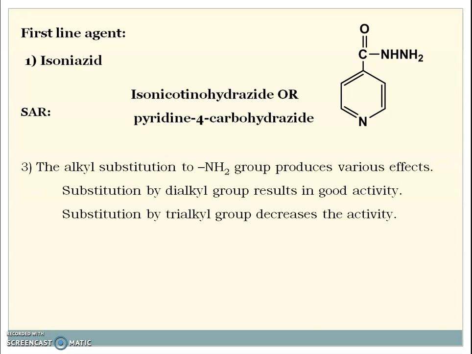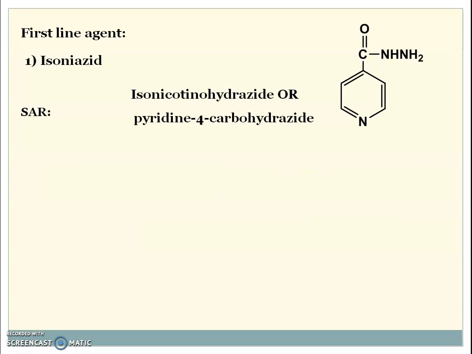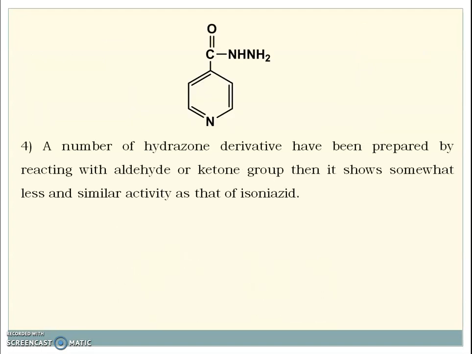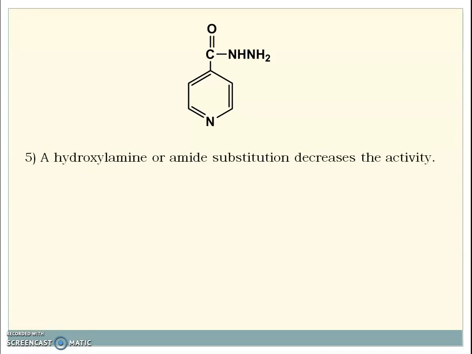The alkyl substitution on the last terminal NH2 group produces various effects, like substitution by a dialkyl group results in good activity and substitution by a trialkyl group results in bad activity. This is the example. A number of hydrazone derivatives have been prepared by reacting with an aldehyde or ketone. They show somewhat less or similar activity as that of isoniazid, because after metabolism or hydrolysis, they will again form the parent compound. A hydroxylamine or amide substitution decreases the activity.